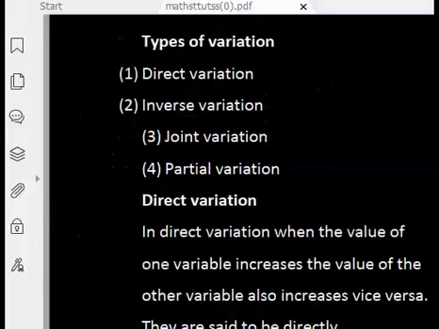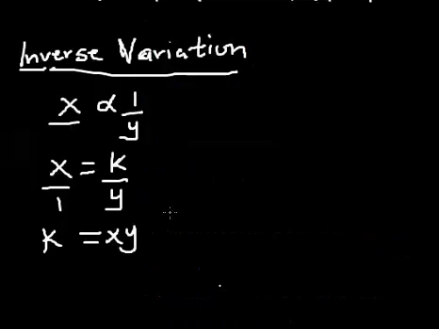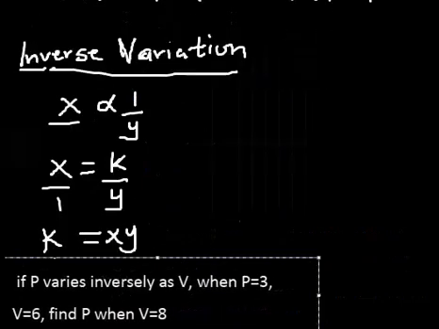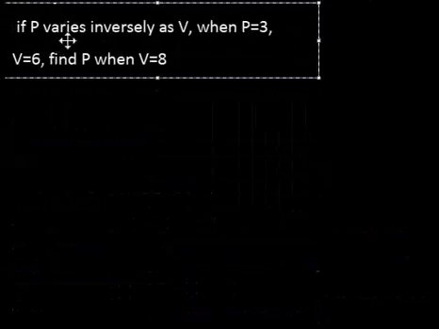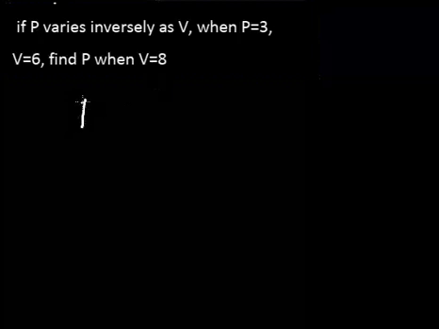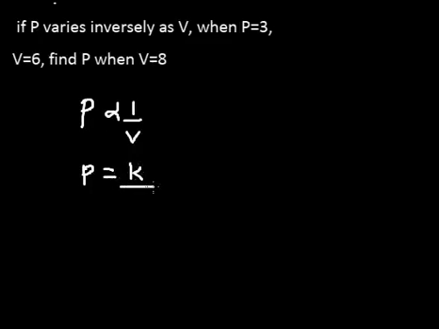I have a very simple question that I want us to do justice to. It goes like this: if p varies inversely as v, so that's how you write it, that simply means that p is equal to k all over v. So that makes my constant k equal to p multiplied by v.